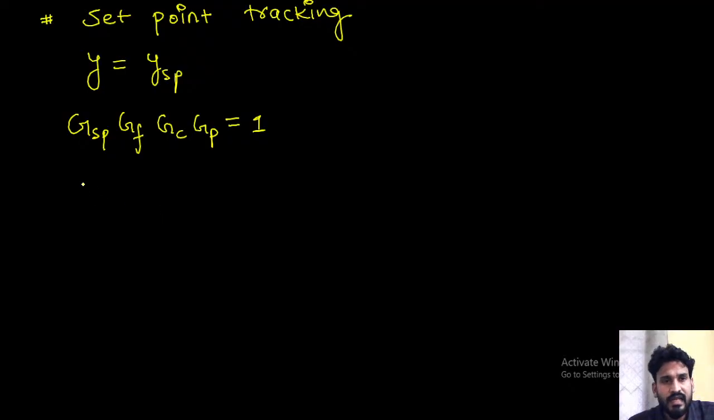What they'll ask is the transfer function for the set point. That is equal to 1 divided by GF, GP, GC.